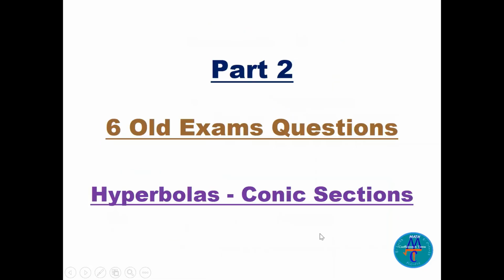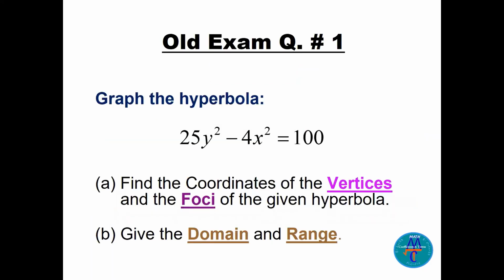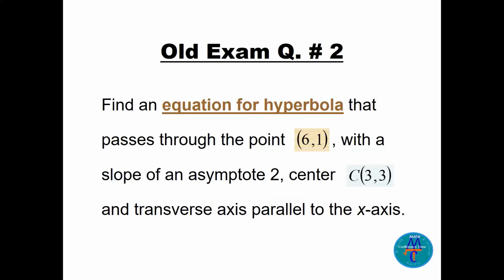Now in part 2, 6 old exam questions about hyperbolas and conic sections. Question number 1, graph the hyperbola and find the vertices, foci, domain, and range. Question number 2, find the equation of the hyperbola that passes through the point (6, 1) with an asymptote of slope 2, center C (3, 3), transverse axis parallel to the x-axis.